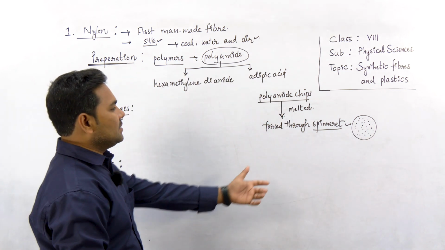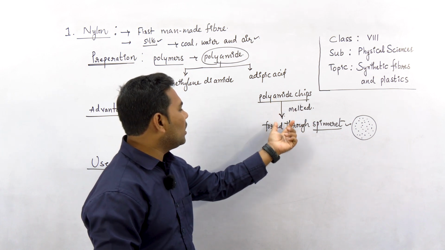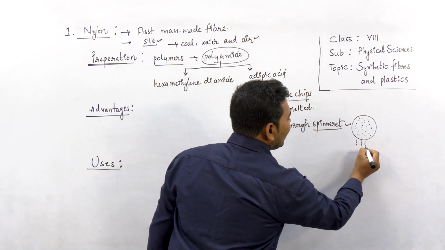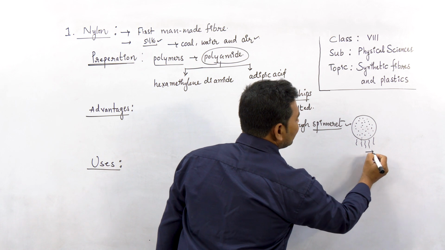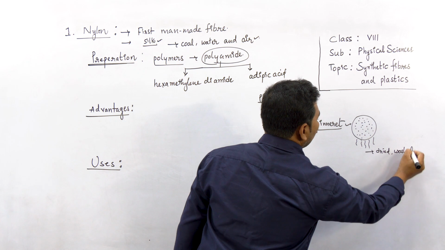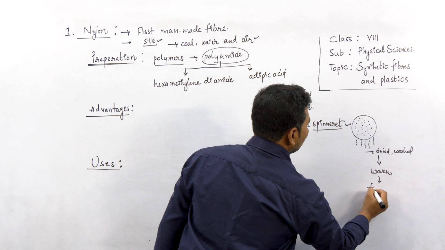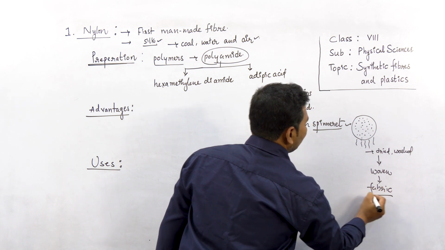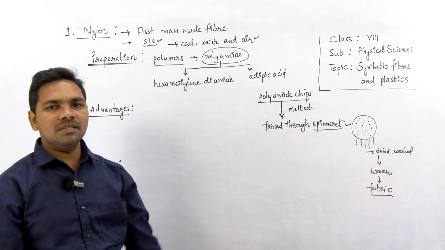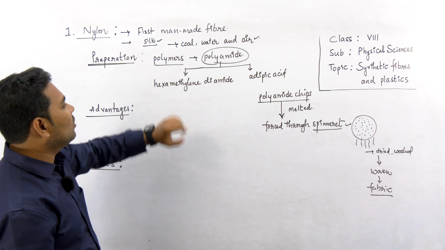When polyamide chips are first melted and this molten polyamide is passed through the spinneret, we get very fine threads, and these fine threads are then dried, washed, and woven into fabric. The fabric obtained from polyamide is very, very strong, and that fiber is called nylon fiber.